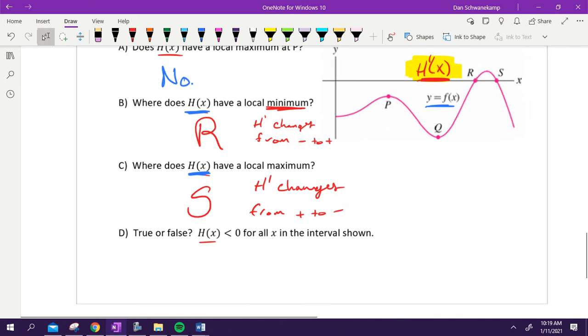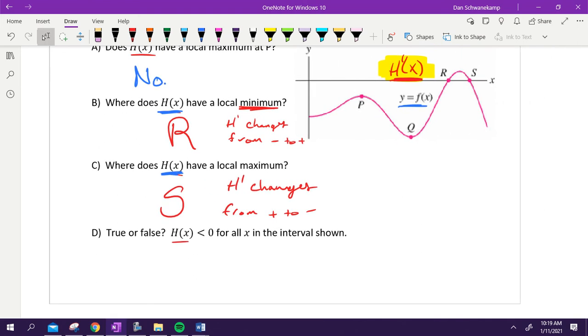Last one, and we struggle with this one. Talk with your neighbor for a second. True or false? H of x is less than 0 for all x's in the interval shown. Talk with your neighbor. Come up with an answer. Thumbs up if you think it's true. Thumbs down if you think it's false. Oh, no. Oh, no. Oh, no. It is true. Let's talk about why that's true.